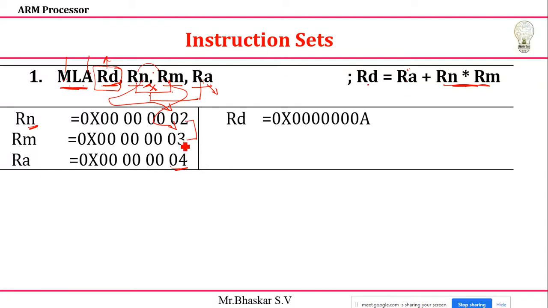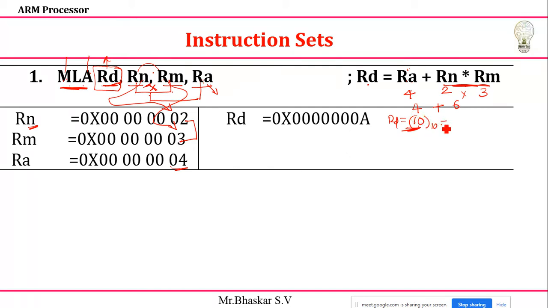First it will do Rn multiplication of Rm. So Rn value I am going to take as 2, Rm value as 3, RA value as 4. So 2 cross 3 is 6, 6 plus 4. So the result I need to get is 10. This is a decimal value, 10. This is the decimal system.